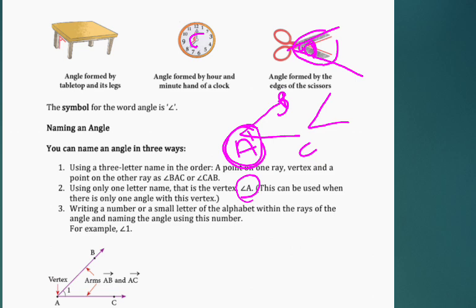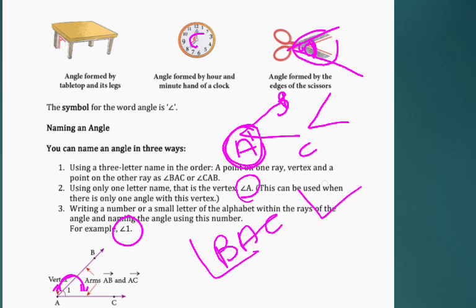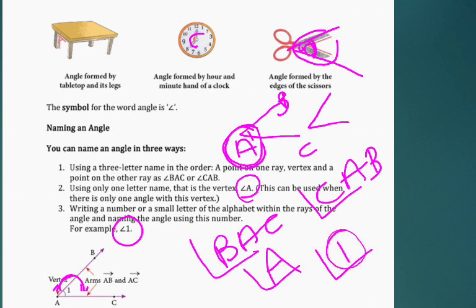Writing a number or a small letter within the rays of the angle and naming the angle using this number. For example, here they have used 1. 1 does not mean the value of the angle. It is the first angle, right? Or like this, you can name it as angle BAC or angle CAB or simply angle A or angle 1, that is, the first angle. You can name them like this, right?